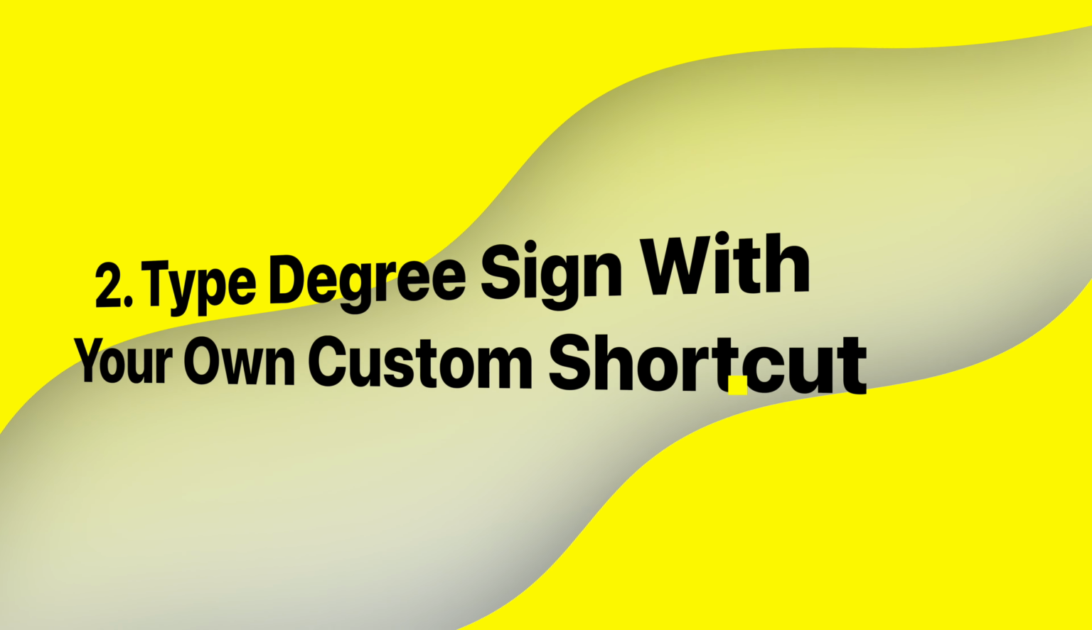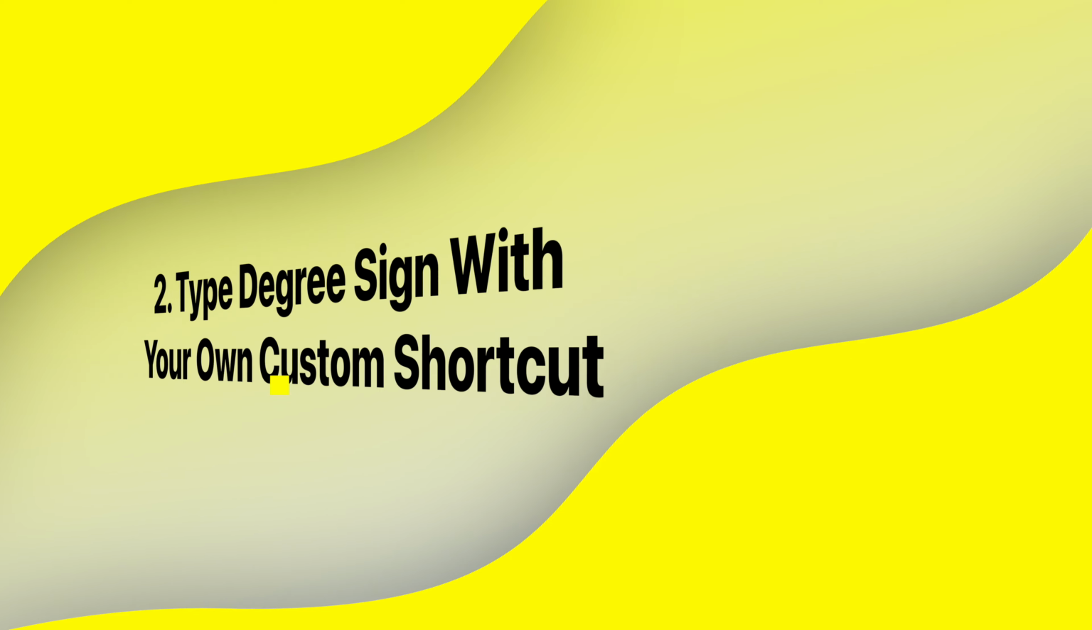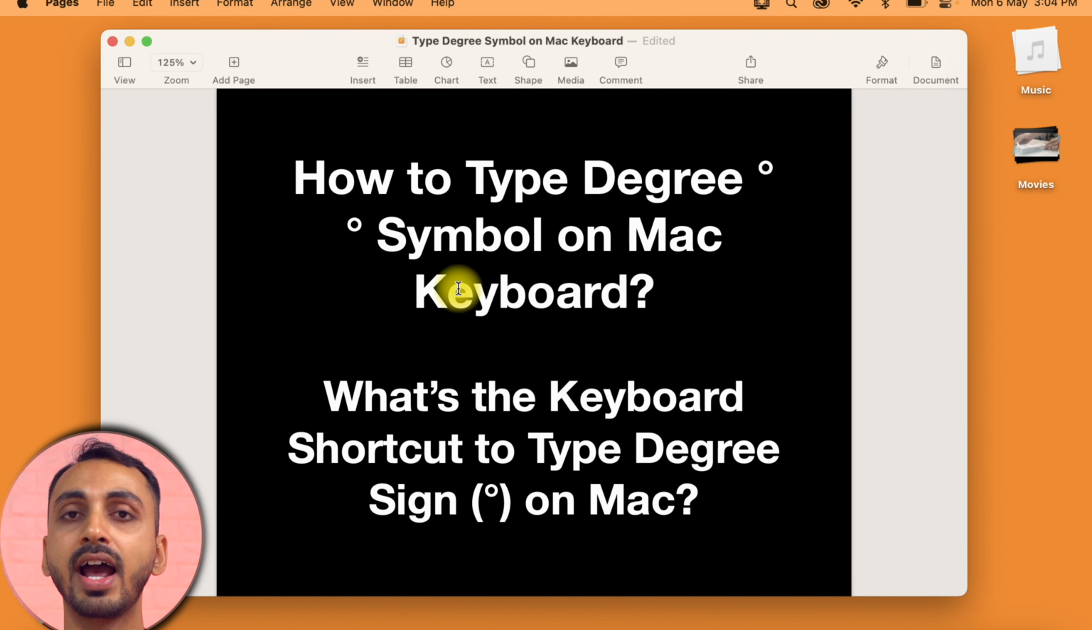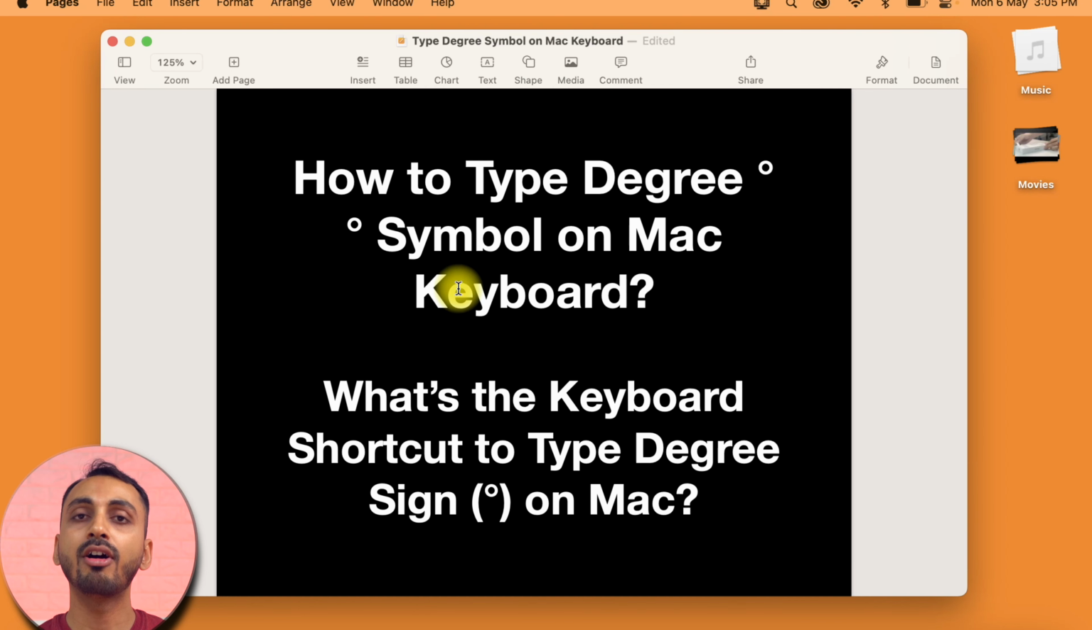Now the second method is very interesting, because if you are in Apple ecosystem, you may create your own custom keyboard shortcut and use that to type degree symbol on Mac as well as iPhone. If you are wondering how to do that, then keep watching. To create your own custom keyboard shortcut to type degree sign on Mac or iPhone, first you will need to copy the degree sign on your clipboard.